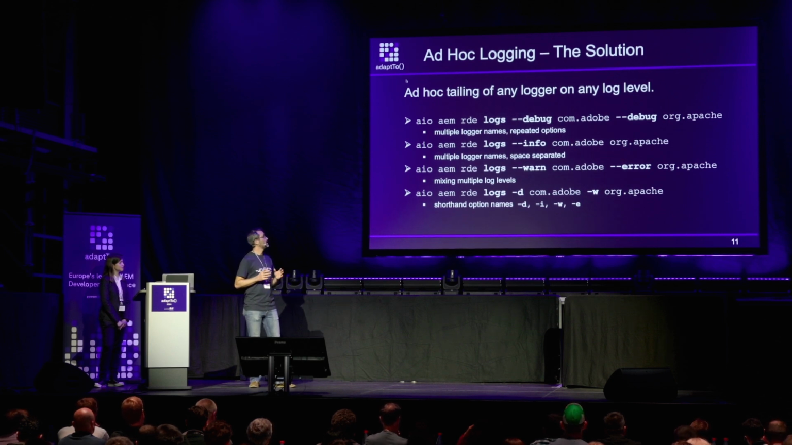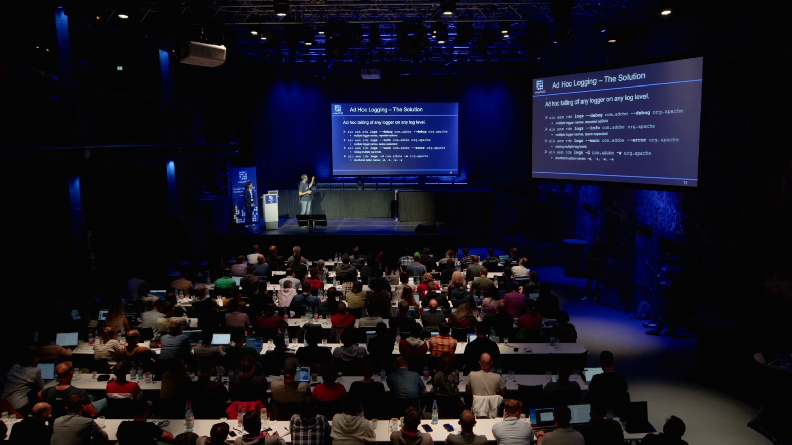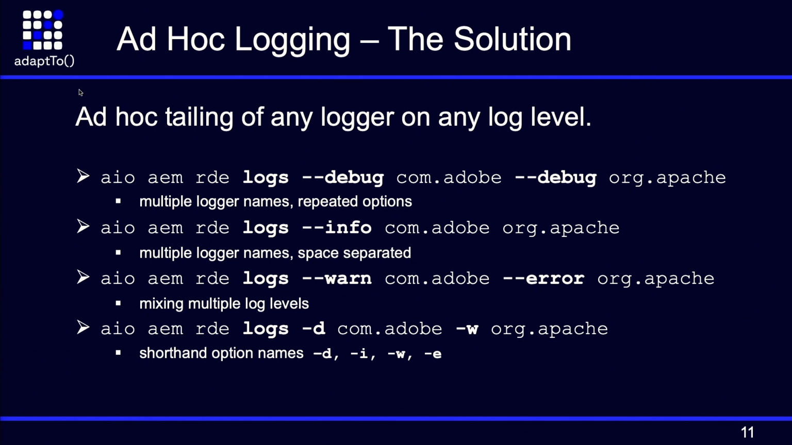And we have a solution to this problem, which comes as the logs command of the AIO CLI RDE plugin. With the logs command, you can ad hoc attach loggers on your AEM instance. So you can say, I want debug level logs for Adobe and Org Apache, for example. And you can do that in two different ways. You can either repeat the flags, or you can space separate them behind one flag. You can also, of course, combine the setup for different log levels. And we support the debug, info, warn, and error levels.